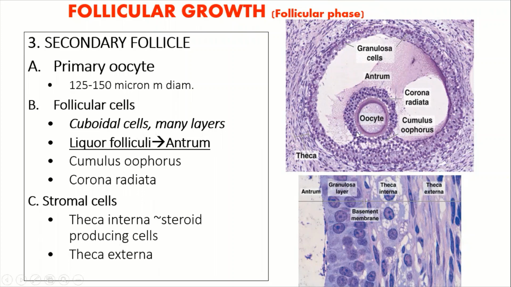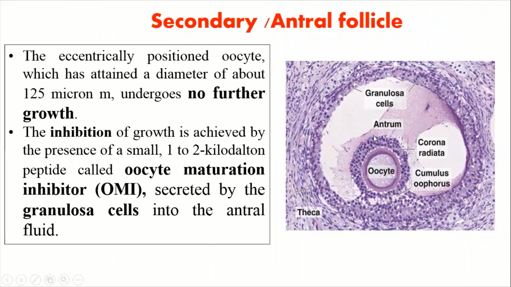Now we can see the group of cells surrounding the oocyte with the zona pellucida. This group of cells is called the corona radiata, and the group of cells connecting the oocyte with the other granulosa cells is called the cumulus oophorus. The oocyte is eccentrically positioned, and now it stops further growth. This inhibition is produced by oocyte maturation inhibitor, OMI, which is secreted by the granulosa cells into the antral fluid, and accordingly it acts and stops its growth.